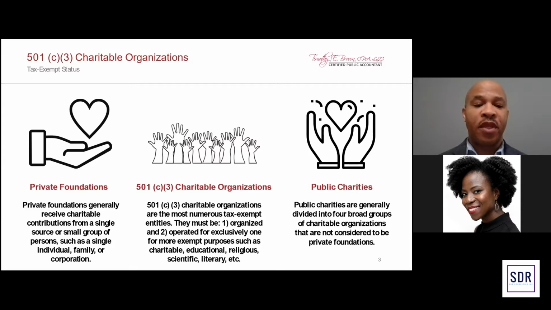And then when we get into 501c3 items, they're the most numerous. They generally operate exclusively for one or more exempt purposes: educational, charitable, religious, etc. Then we get into public charities. Again, we mentioned that we have two different subsets: private foundations and public charities. Public charities are divided into 4 subgroups.